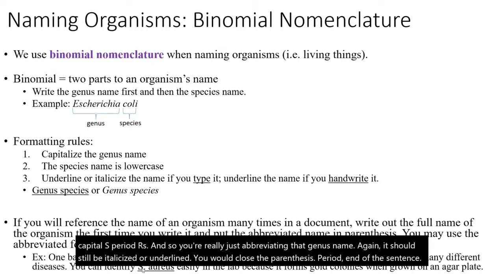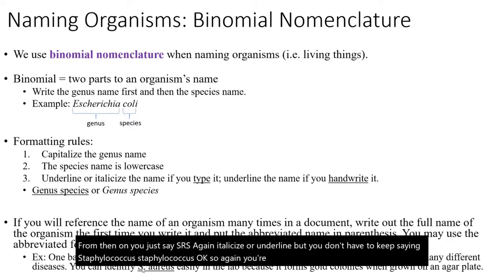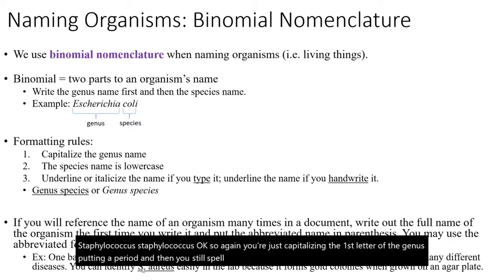From then on, you just say S. aureus. Again, italicize or underline. You don't have to keep saying Staphylococcus, okay? So again, you're just capitalizing the first letter of the genus, putting a period, and then you still spell out the species name correctly.